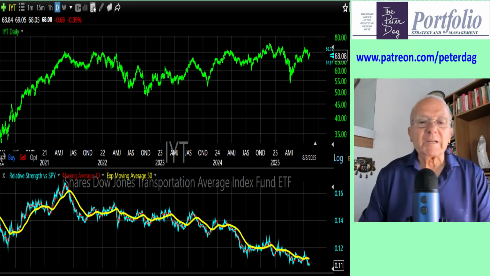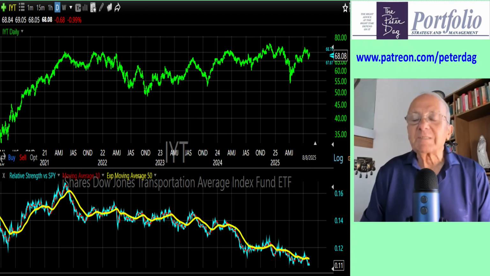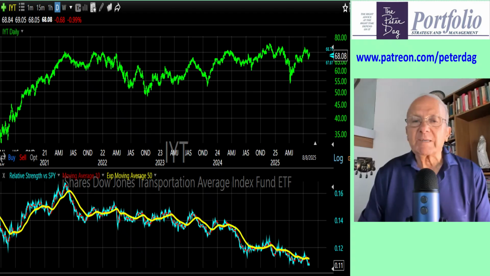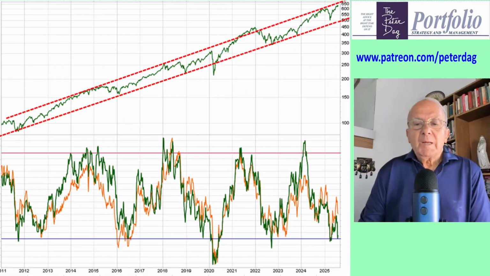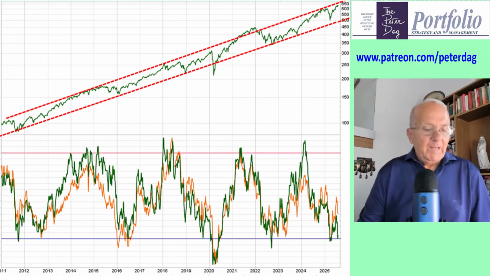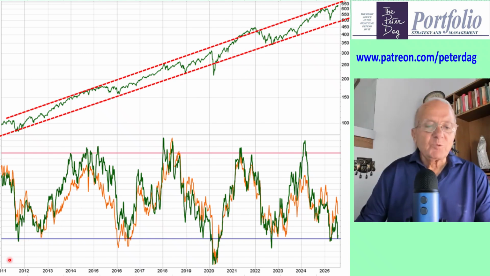And this is an important indicator because it confirms that with the transportation index underperforming, the economy is really not doing well, has not been doing well, has been deteriorating, and is not doing well right now. This is what one index of the markets is saying. So let's see what we can come up with next. Okay, this is where the rubber hits the road, I guess. This is the S&P 500, again, since 2011.